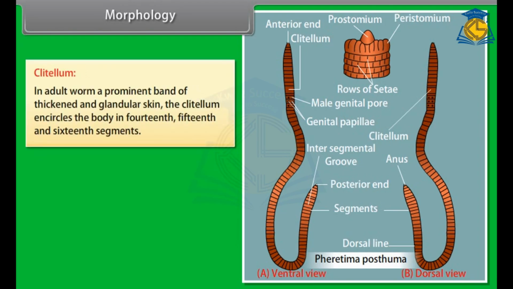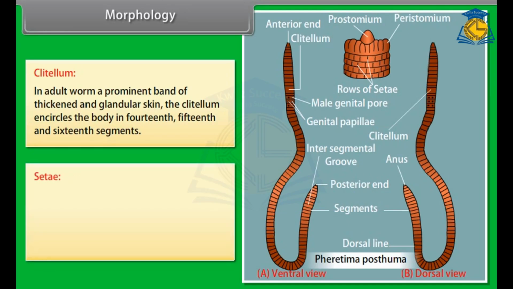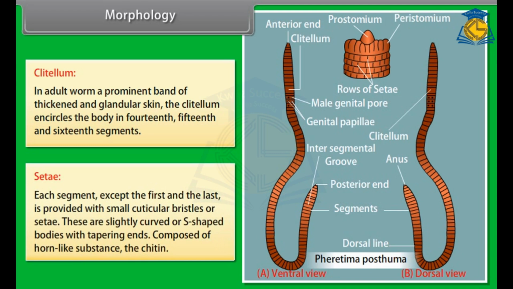Clitellum. In adult worm, a prominent band of thickened and glandular skin, the clitellum, encircles the body in 14th, 15th and 16th segments. Setae. Each segment, except the first and the last, is provided with small cuticular bristles or setae. These are slightly curved or S-shaped bodies with tapering ends, composed of horn-like substance, the chitin.